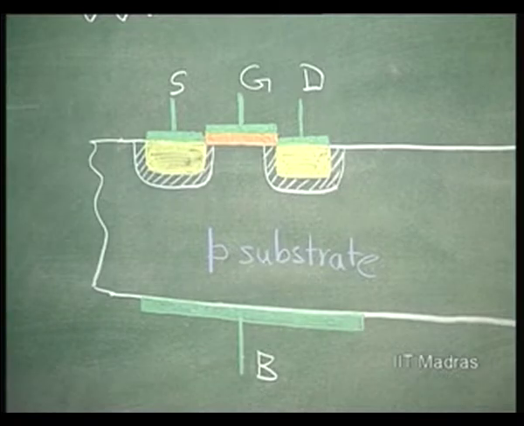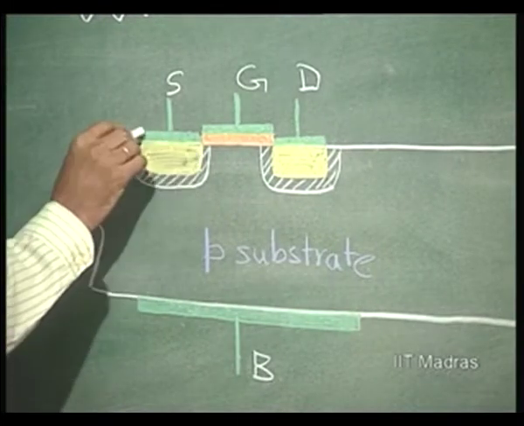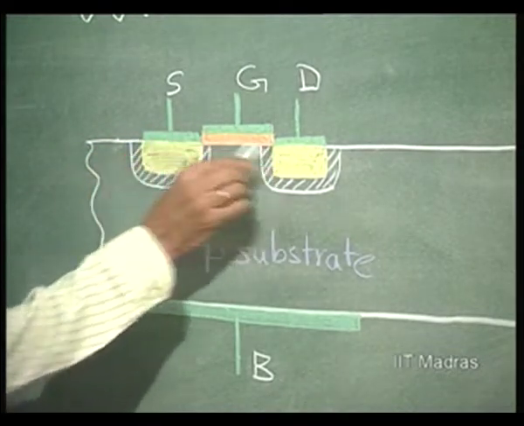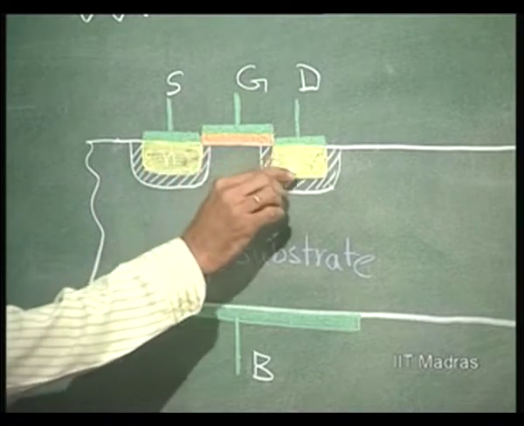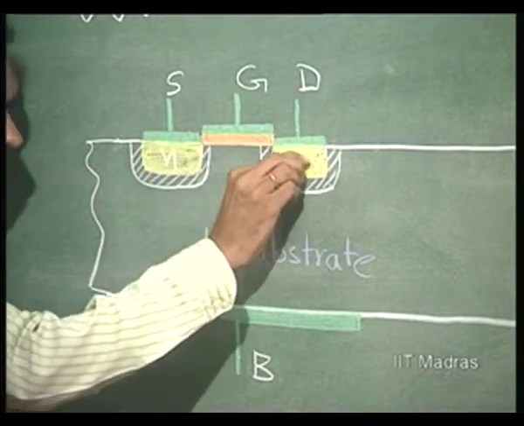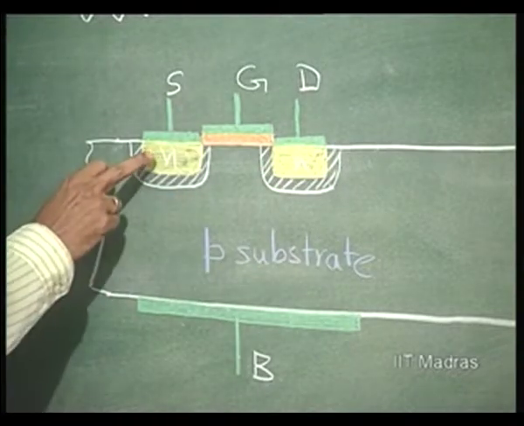Then we diffuse n-type impurity into this. So, these are n regions, these are n regions. N regions. One is source, another is drain.